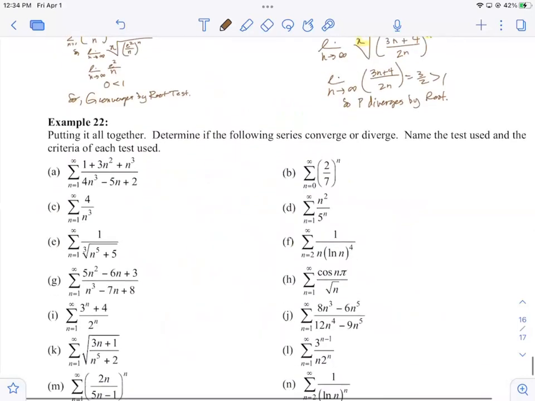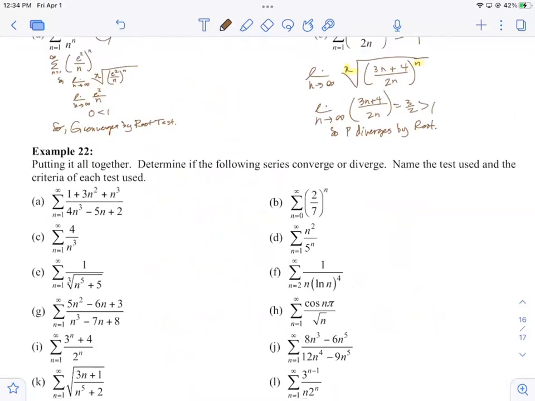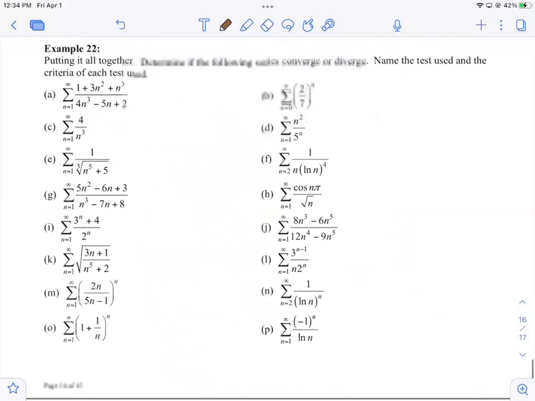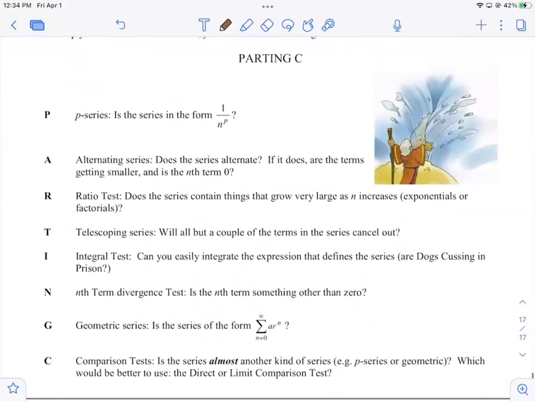All right, all we have left to do is put it all together and practice, practice, practice. There is a way to remember all the tests called parting C, like Moses. It's not necessarily a flow chart because nth term is always first, but parting C will help you remember them. P series for P, A for A, ratio test for R, telescoping series for T. We didn't really do that, I'll talk about that next time. I for integral test. Did we do the integral test? We did, yeah, we did it on the video. Nth term test. Okay. Parting, see you later. Ketchup, not mustard, but ketchup.